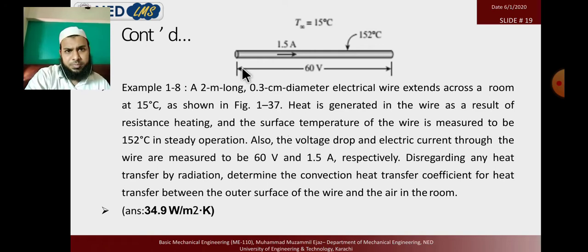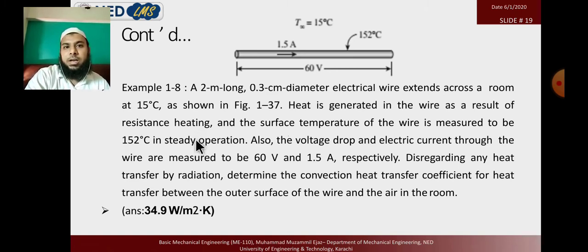So, in example 1.8, a 2 meter long, 0.3 centimeter diameter electrical wire extends across a room at 15 degrees centigrade. As shown in figure 1.37, heat is generated in the wire as a result of resistance heating. And the surface temperature of the wire is measured to be 152 degrees centigrade in steady operation. Steady means it is not changing with respect to time.